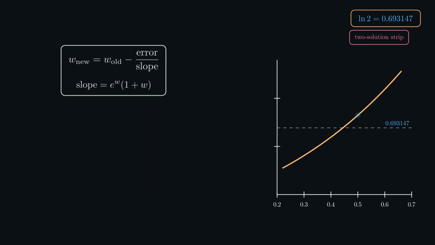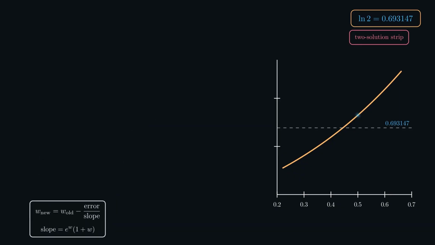New guess equals old guess minus the error divided by the slope. And we computed the slope formula already: e to the w times 1 plus w. Everything is in place. Let me guess w equals 0.5 and grind the first step completely.